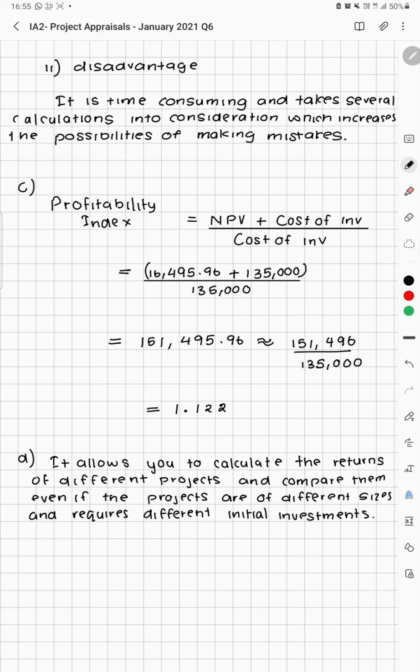What this means is, since the formula uses cost of investment and net present value, the numerator is net present value plus cost of investment divided by cost of investment, you can compare different projects irrespective of the size of the project or the fact that they will have a separate cost of investment. It will allow you to compare different projects and select one that is most profitable, which is the entire point of conducting project appraisals, to make a decision on which project will be profitable or not.